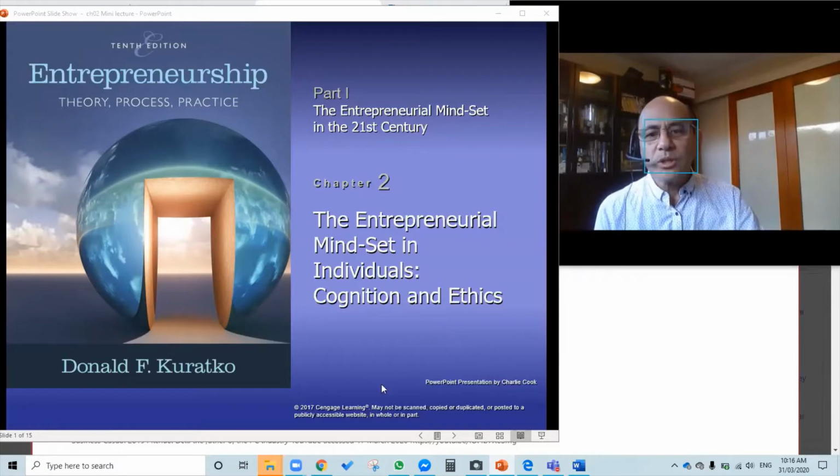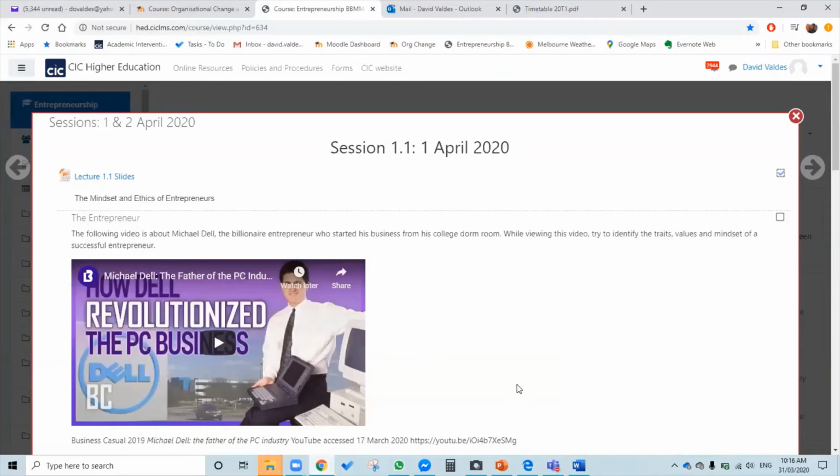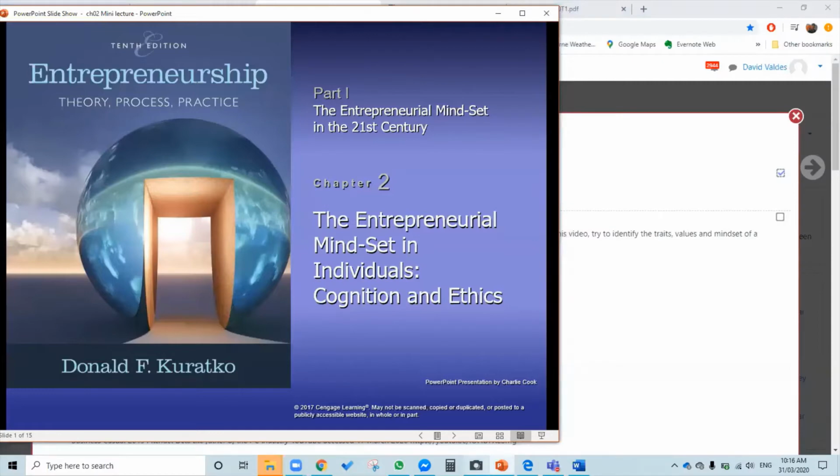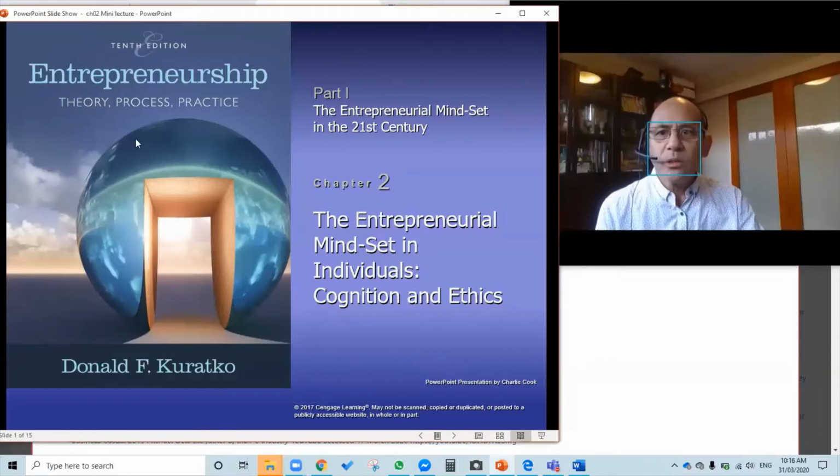So just to give you an example, I wanted to show you what that looks like. This is Moodle, and I've just opened up the session 1.1 folder, and you'll see the lecture 1.1 slides there, which you're supposed to click on and basically read in its entirety. I also wanted to remind you that probably the best way to study this course is actually to read the book. This book is available in the library. So please, if you have the time, go and visit the library and get a copy of this book.